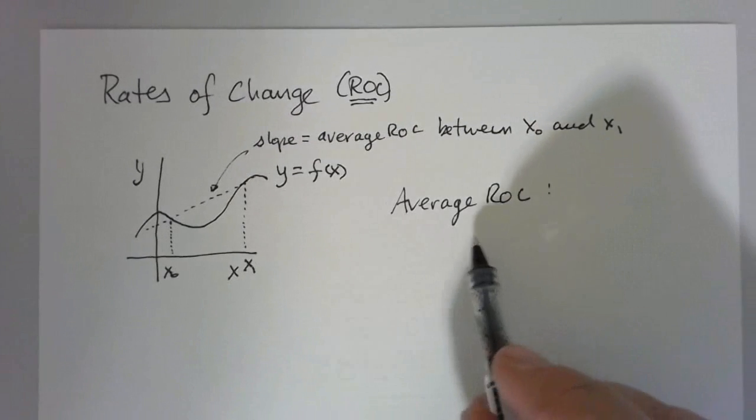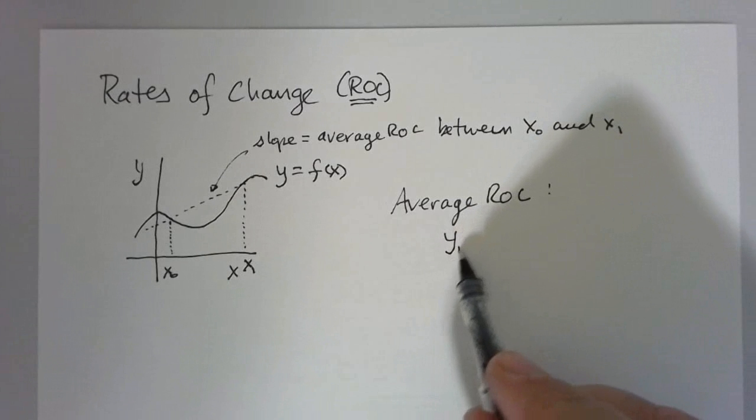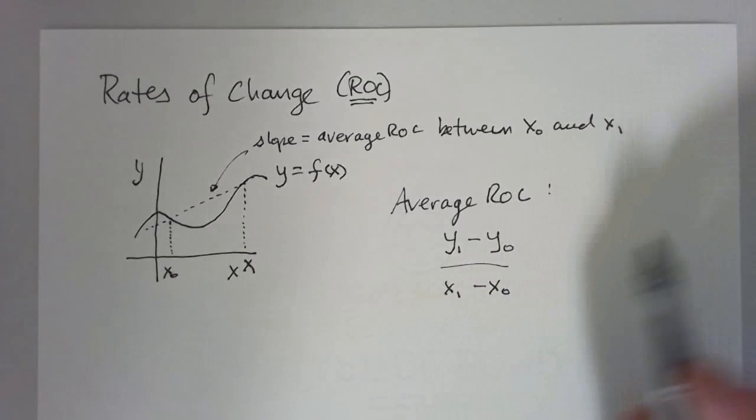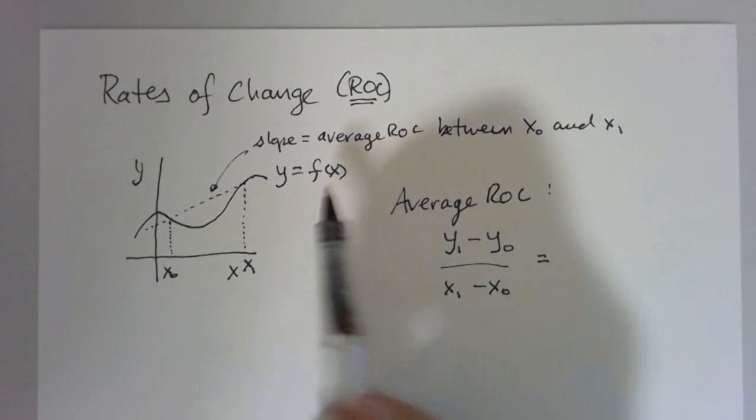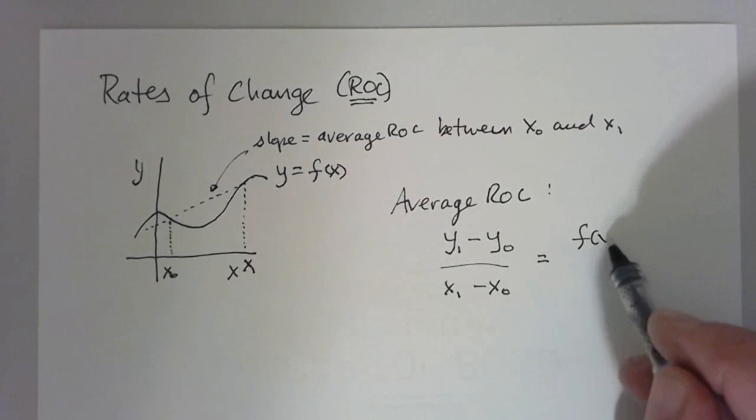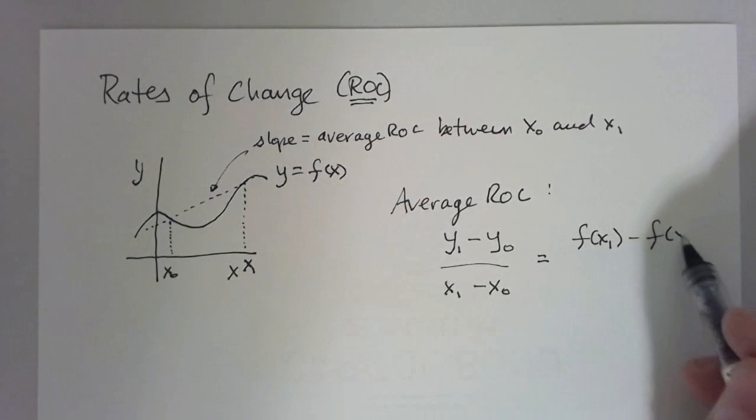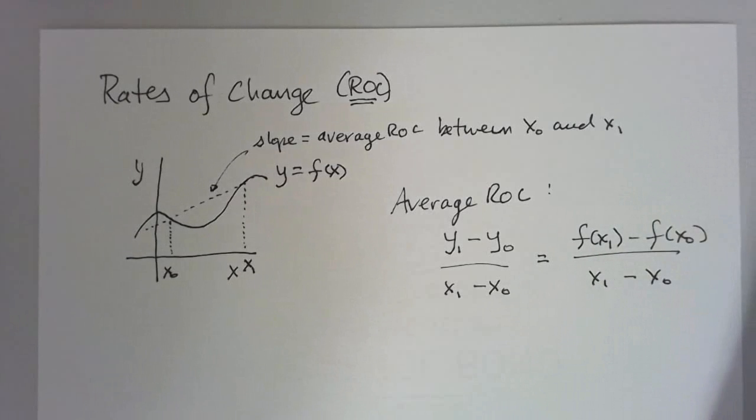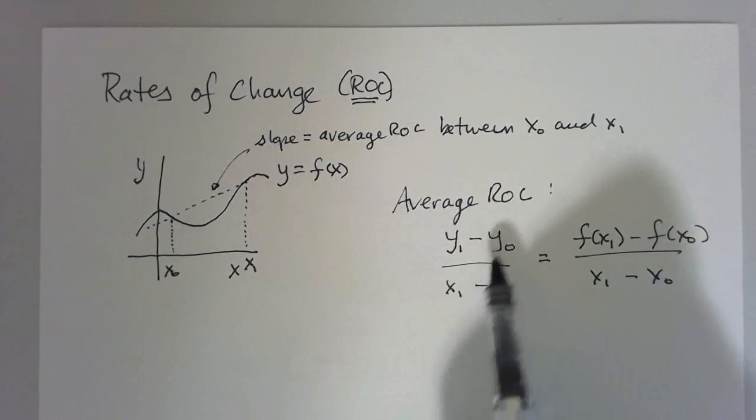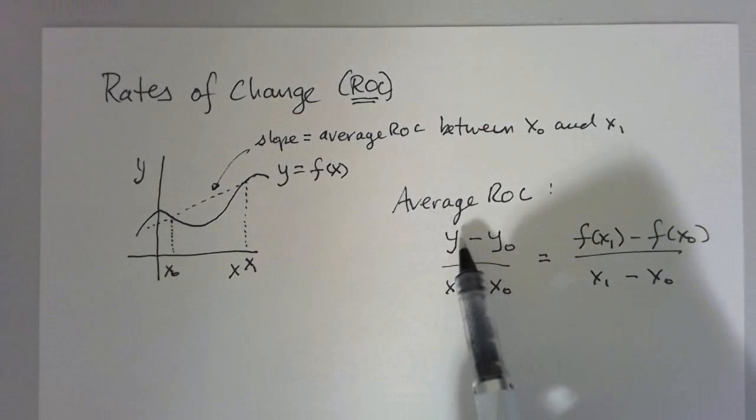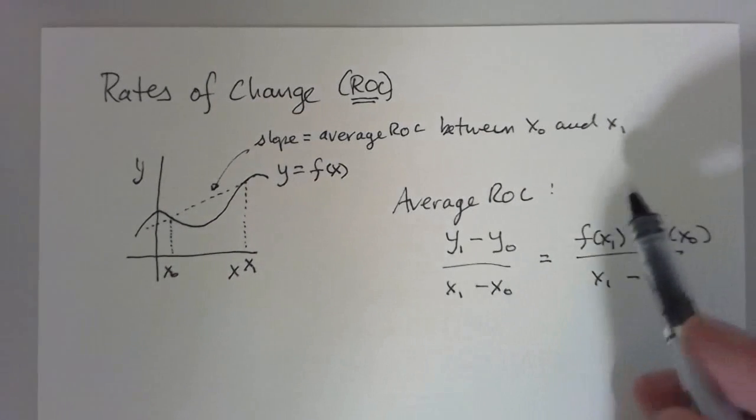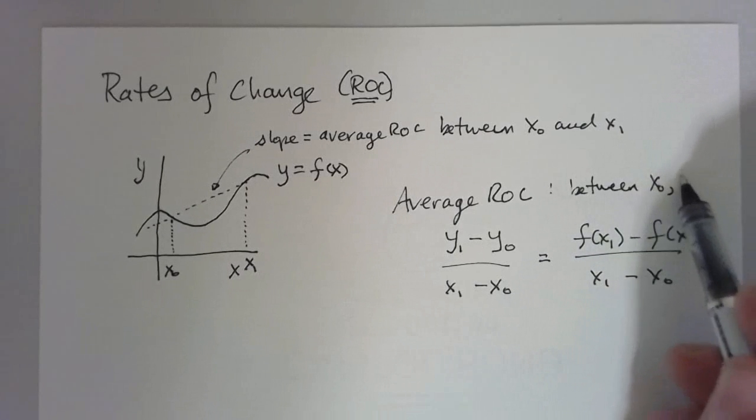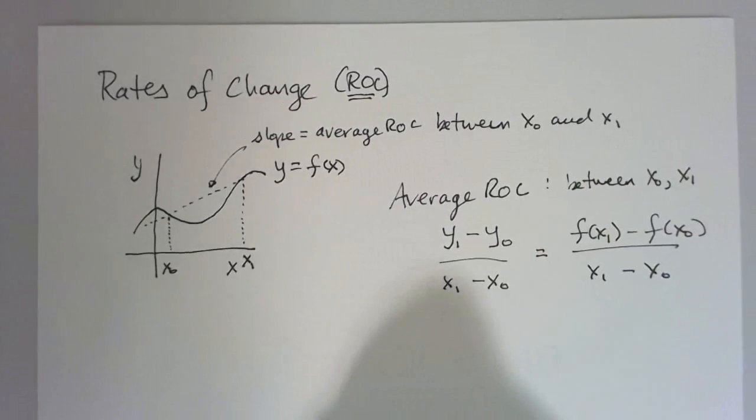And the way we compute it is we do y1 minus y0 over x1 minus x0, or, since y is a function of x here, f of x1 minus f of x0 over x1 minus x0. This is just a slope calculation. Here we have the change in y, here we have the change in x, so the average rate of change between these two values is given by this expression.